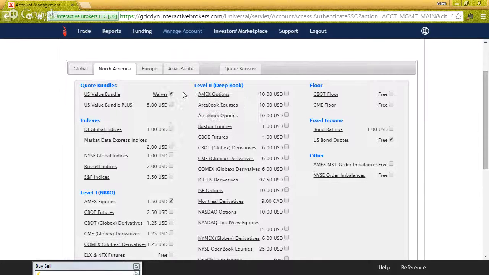And here we are. The thing that you need to have turned on, we've talked about elsewhere, is you need to have the U.S. value bundle. And by the way, if you generate a little bit of commission, they just knock that fee off, which is really good. So it costs you nothing if you're actually using it.